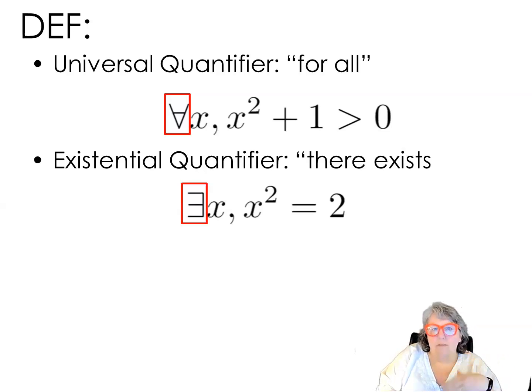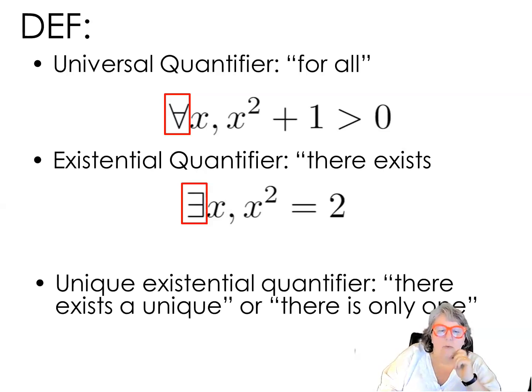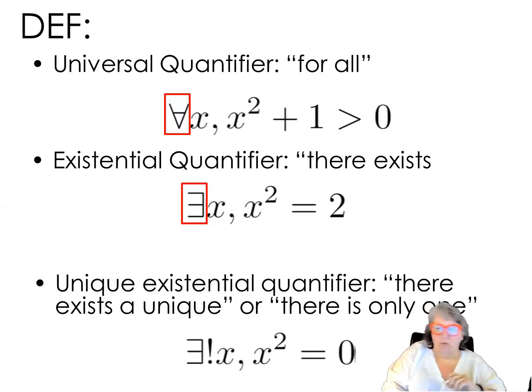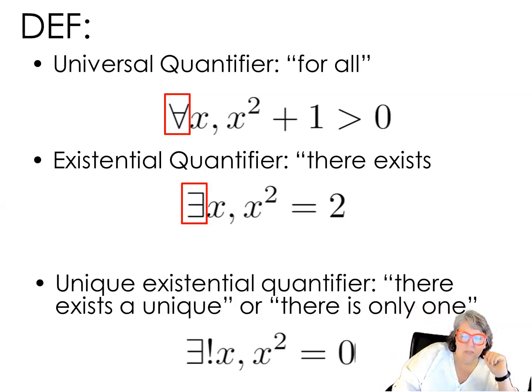Now, what if we want something unique? We want to say there's exactly one. There is one and only one. Well, then we put an exclamation point after it. So if there's a unique one, we use an exclamation point. We say there is a unique X such that X squared equals 0. And that's the symbol for that.